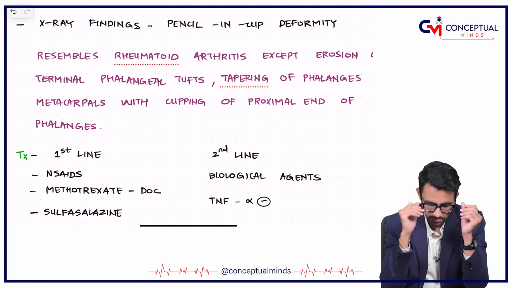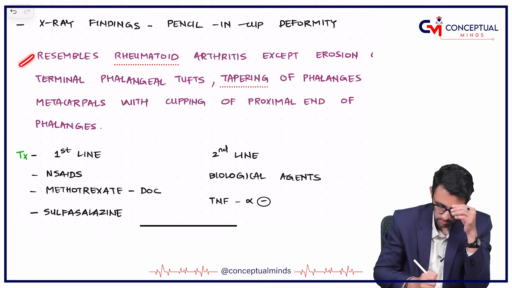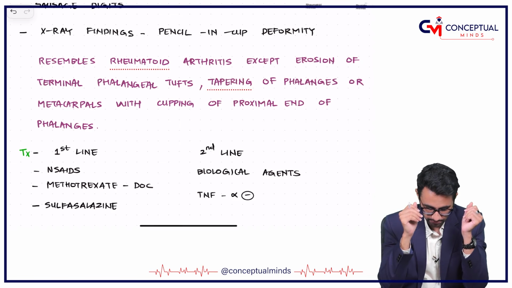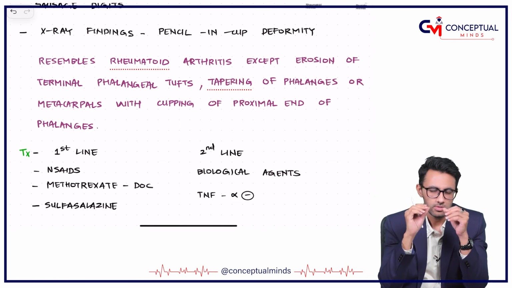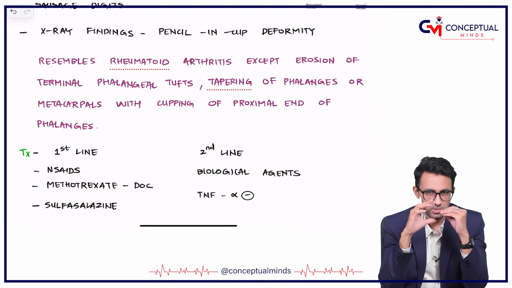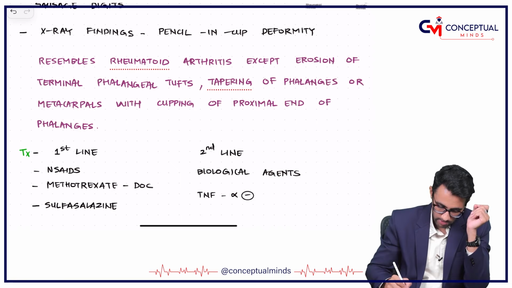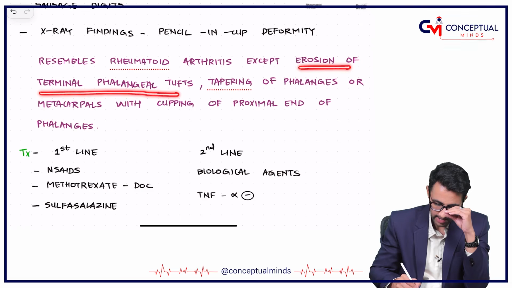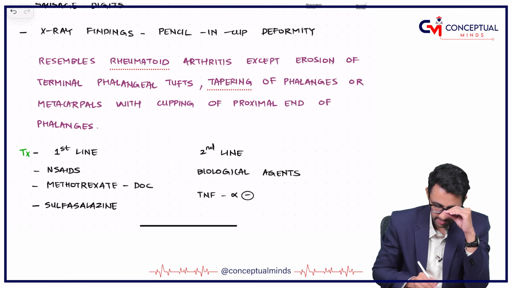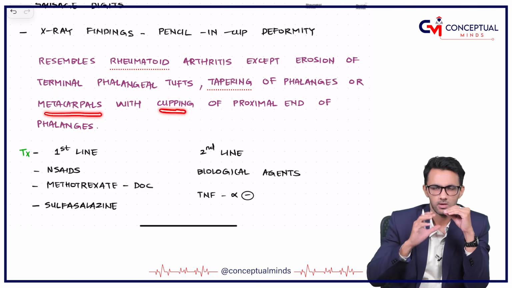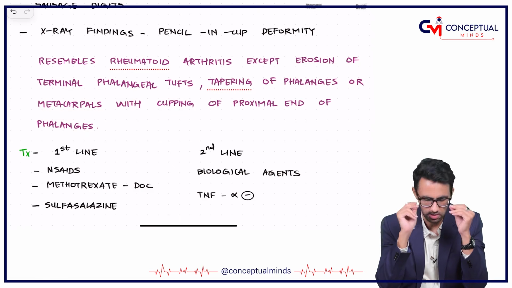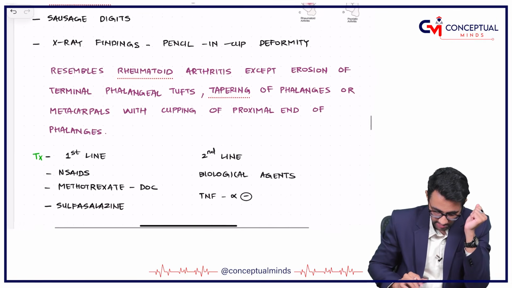So to continue that topic, what are we going to have? This is going to be pencil and we will have a cup. Why we will have this finding is because of the erosion of the terminal phalangeal tufts, and tapering of phalanx or metacarpals, and there is cupping towards the proximal end. So that is the reason we have that. Pencil is formed because of erosion. That is one thing I want you to get.